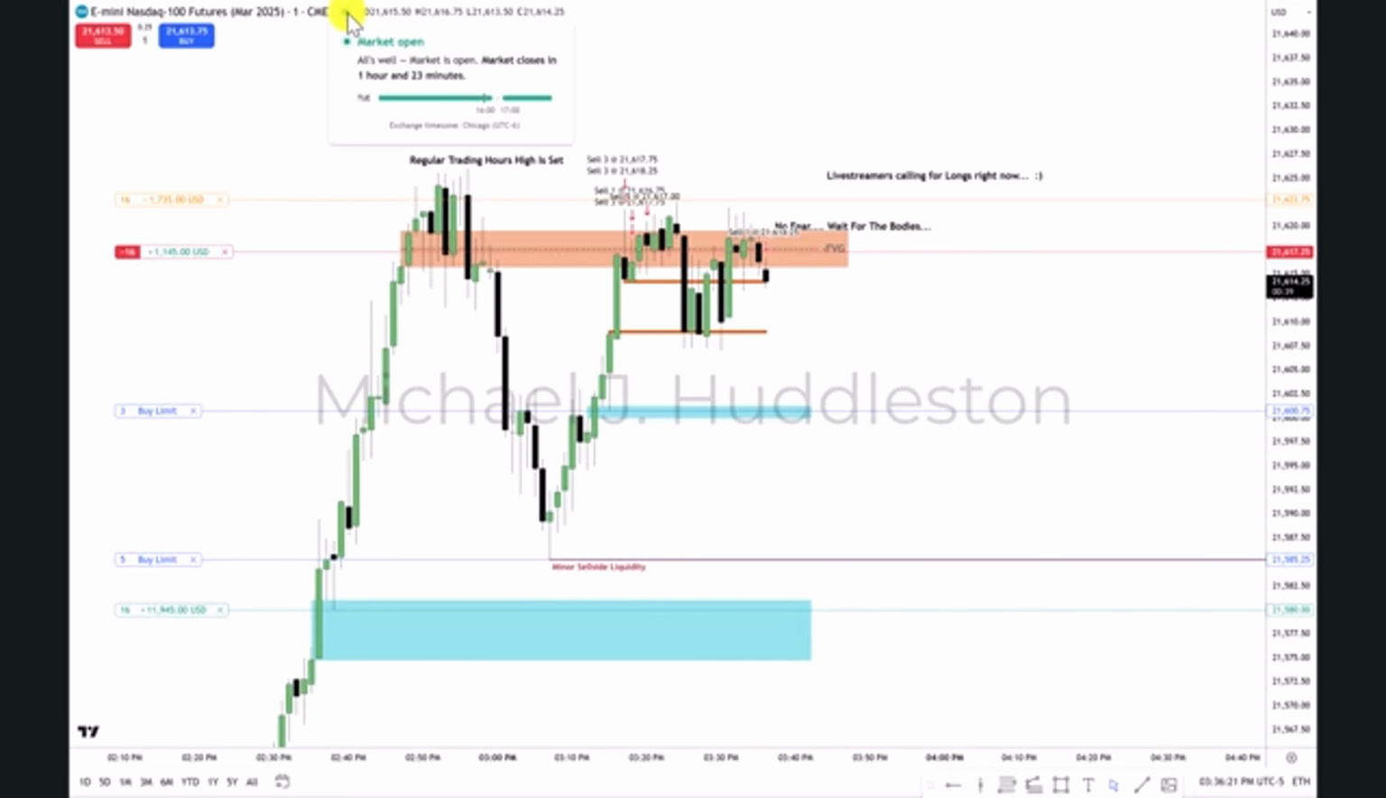grab one more there. And then just want to catch it before it leaves that inversion fair value gap. So now we should start to see real nice heaviness in here. I want to see it trade down sharply into that first limit order of 3 contracts.